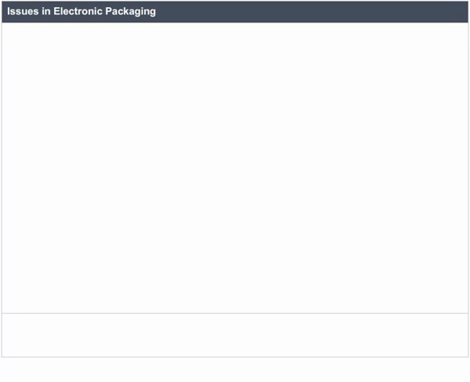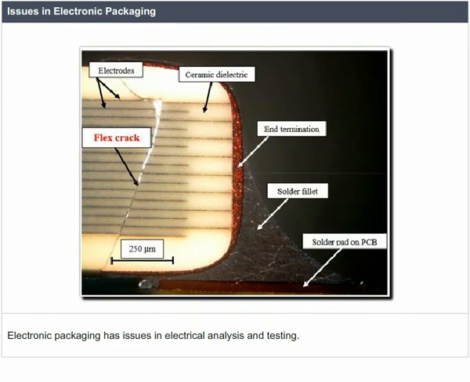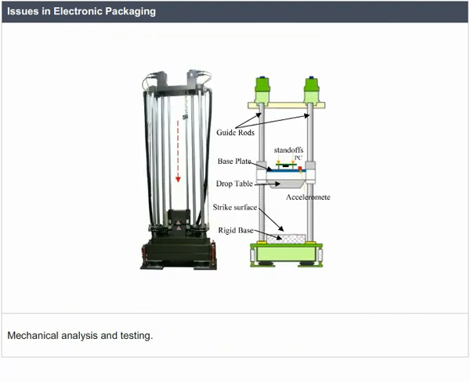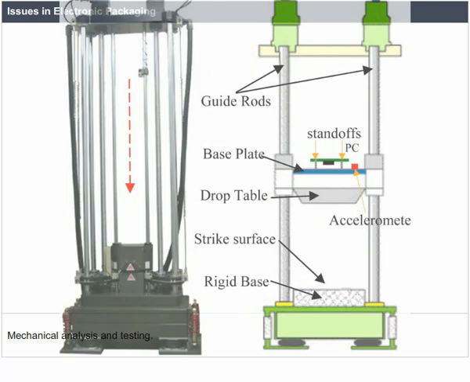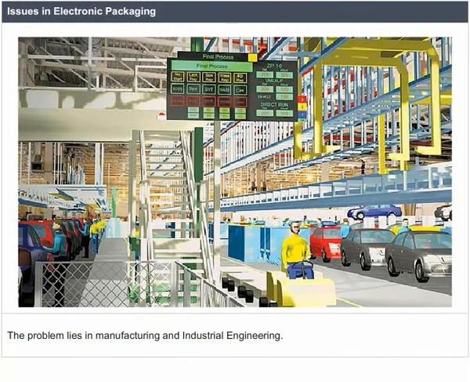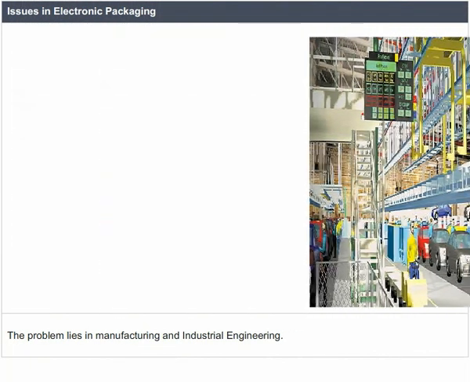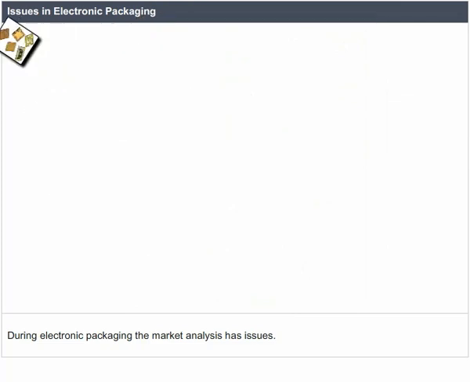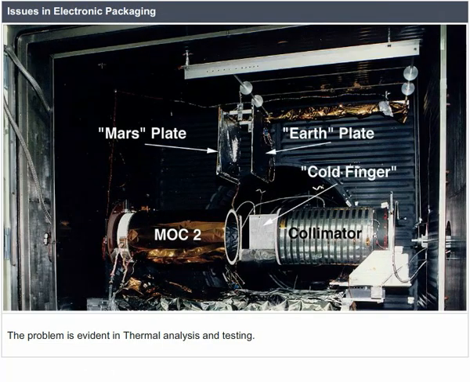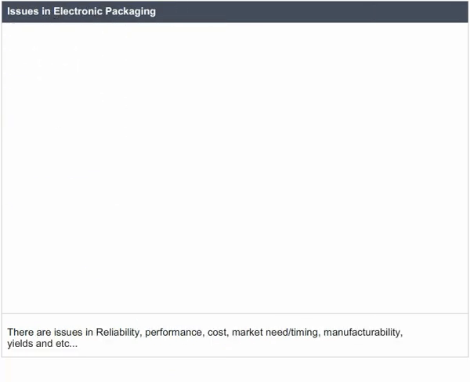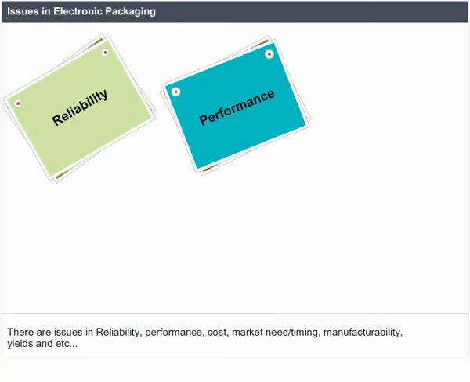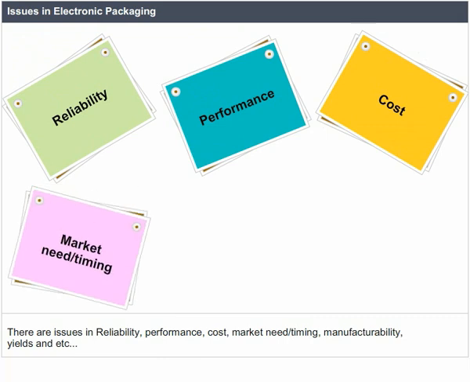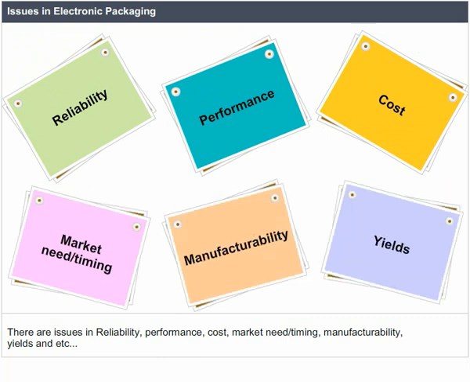Issues in electronic packaging. Electronic packaging has issues in electrical analysis and testing, mechanical analysis and testing. The problem lies in manufacturing and industrial engineering. During electronic packaging, the market analysis has issues. The problem is evident in thermal analysis and testing. There are issues in reliability, performance, cost, market need and timing, manufacturability, yield, etc.